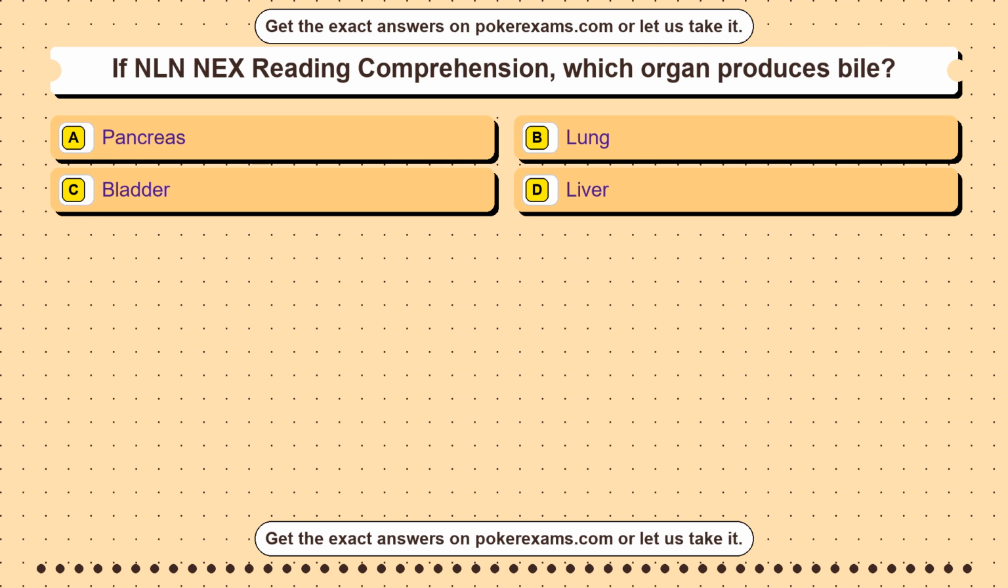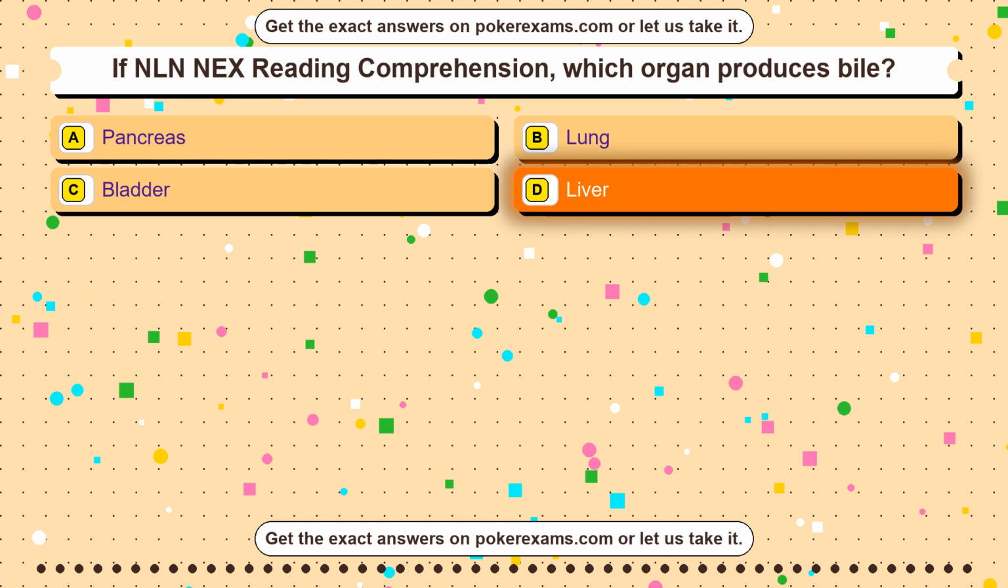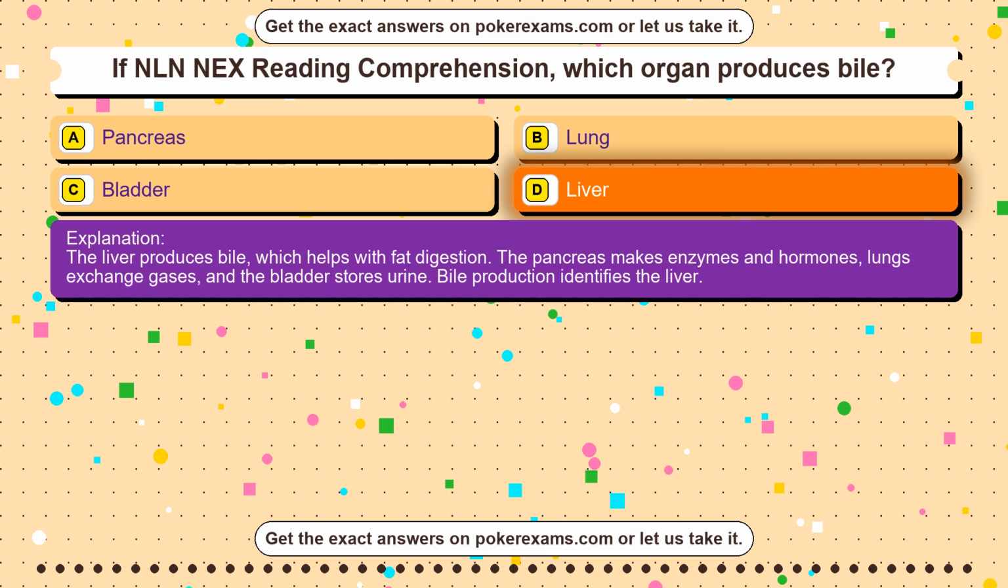Question 50. If GED probability practice, which organism is a producer? Option A, rabbit. Option B, hawk. Option C, mushroom. Option D, grass. The correct answer is option D. Grass is a producer because it makes its own food through photosynthesis. Rabbits and hawks are consumers, and mushrooms are decomposers. Food webs begin with producers.